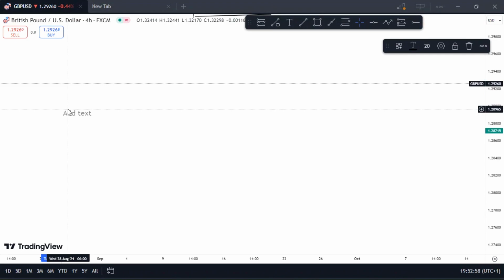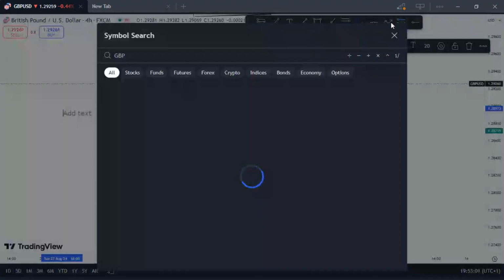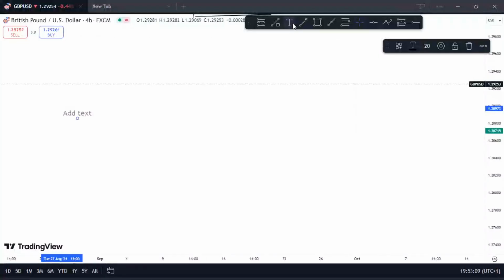GBP. Sorry, what am I doing? I had my text box, now I don't know why this thing popped up. Okay, sorry, I picked the wrong two. Sorry about that.